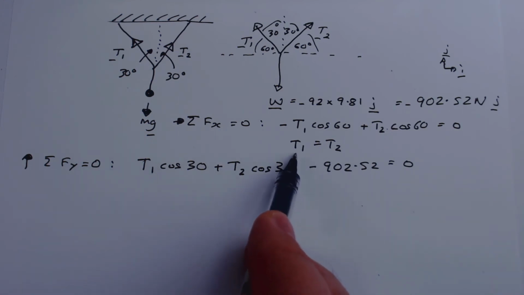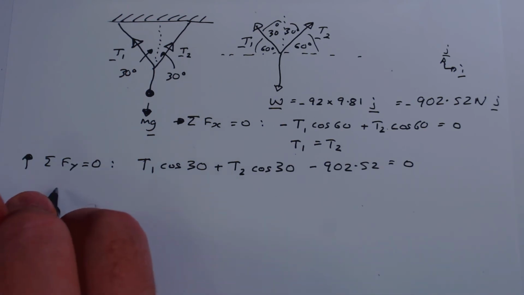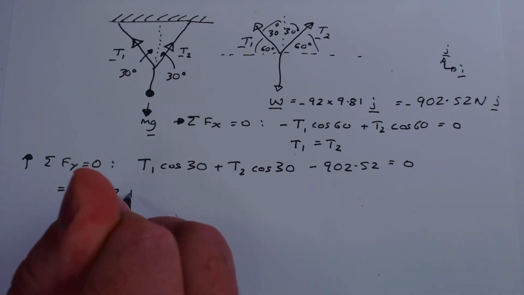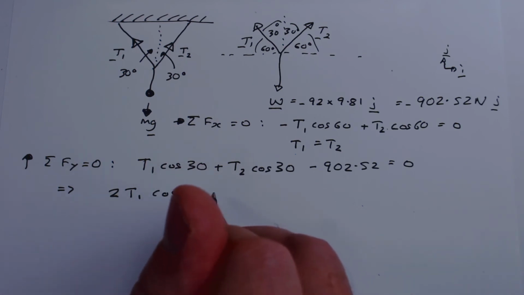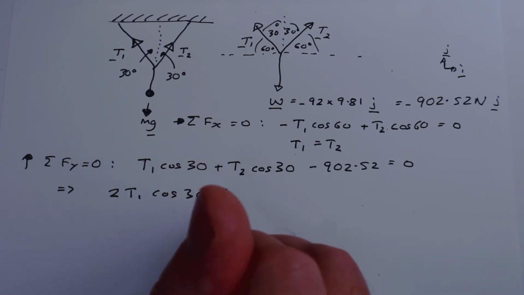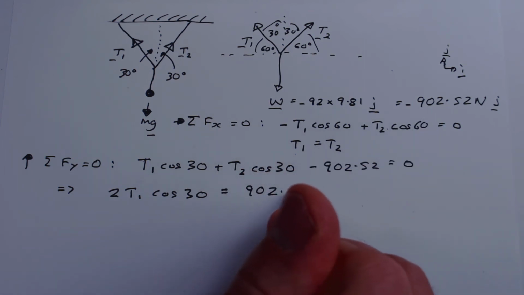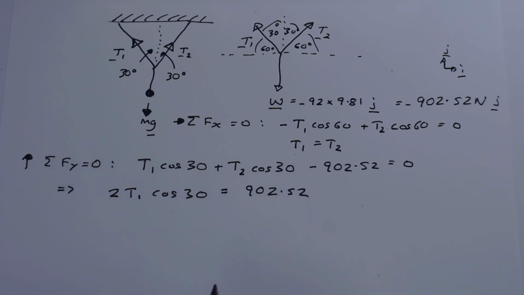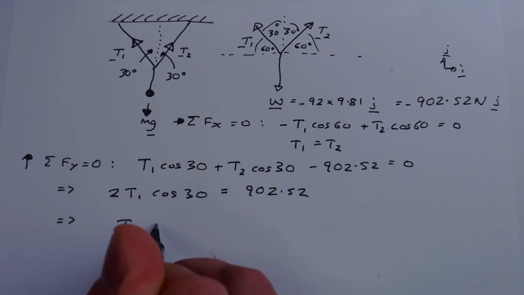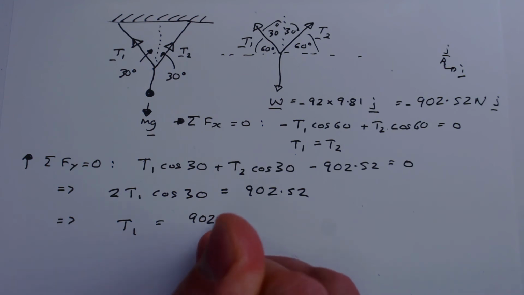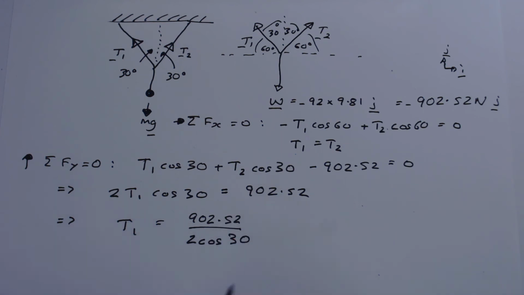Right, so previously I've worked out that T1 equals T2, so I could replace my T2 with a T1. Therefore, I have 2T1 cos 30. So everything we did previously is the same, really. But notice I went and straight put in numbers there for the weight, so that was a slight difference. So the answer therefore is going to be T1 equals 902.52 divided by 2 cos 30.